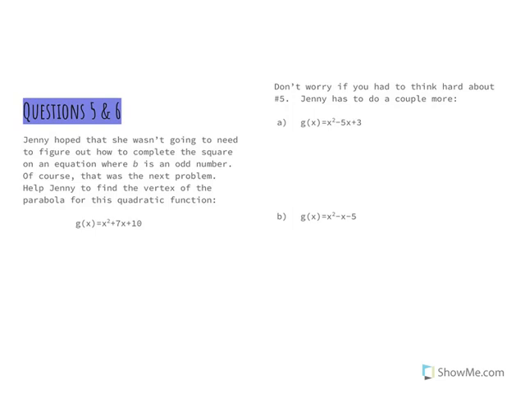Now that Jenny has figured this out, she's hoping that she's not going to have to complete the square for an equation where b is an odd number. But of course, that's the next problem. So let's think about what Jenny's going to have to do here.